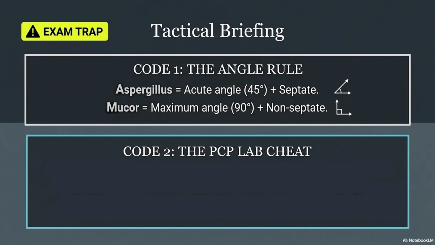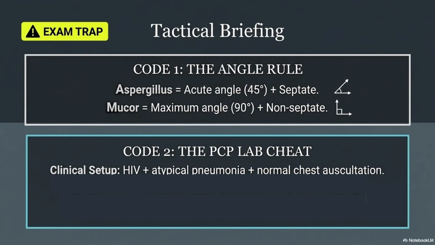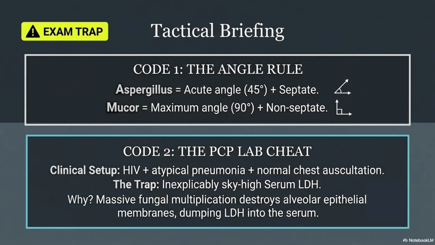Code 2 is the PCP lab cheat. The classic clinical setup is an HIV positive patient with an atypical pneumonia, yet they have a completely normal chest auscultation. The trap the examiners will throw at you is an inexplicably sky-high serum LDH. Why does this happen? Because the massive fungal multiplication destroys the alveolar epithelial membranes, which immediately dumps massive amounts of LDH into the patient's serum.